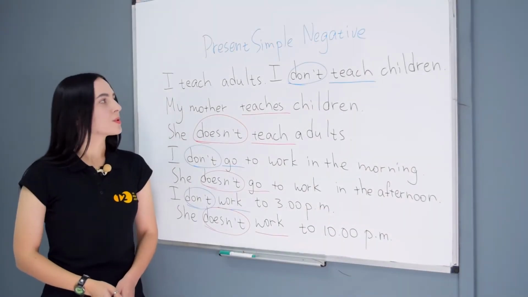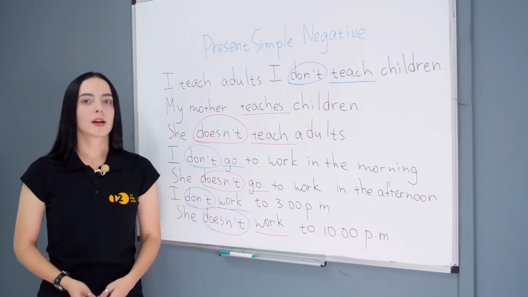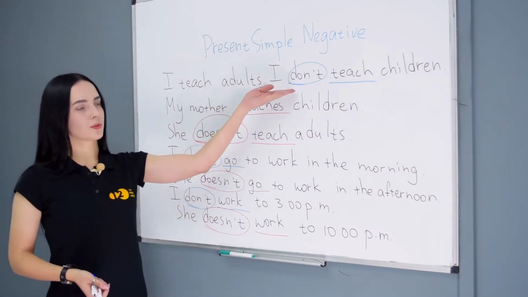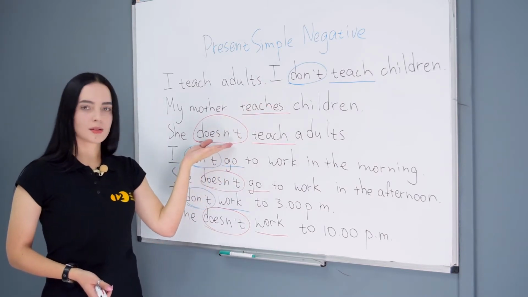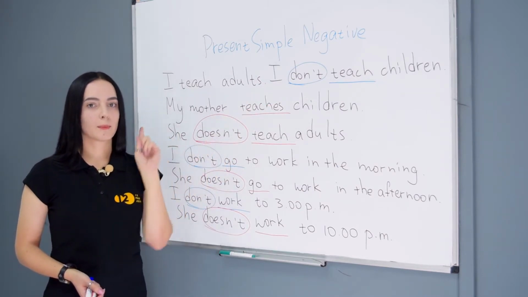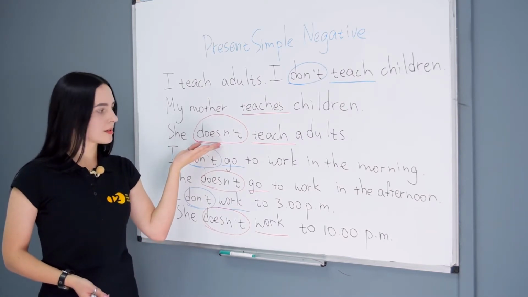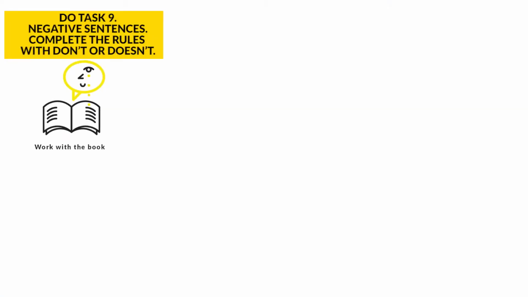So, to make negative sentences in present simple, we need to use auxiliary helping verbs. We have don't for I, we, you, they, and doesn't for he, she, it. But when we use doesn't for he, she, it, we don't use any endings. Now practice. Task 9.